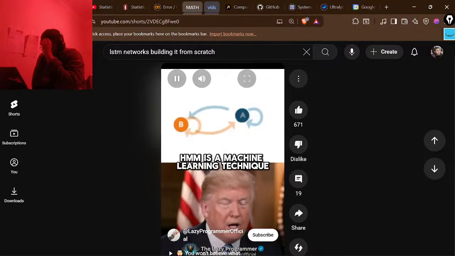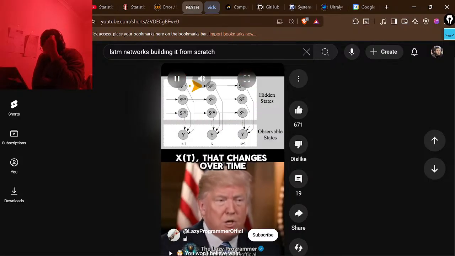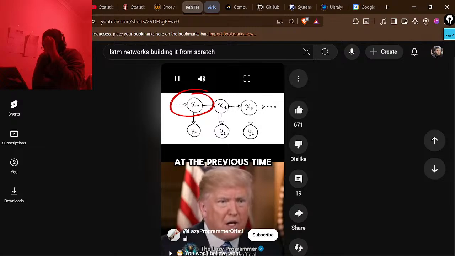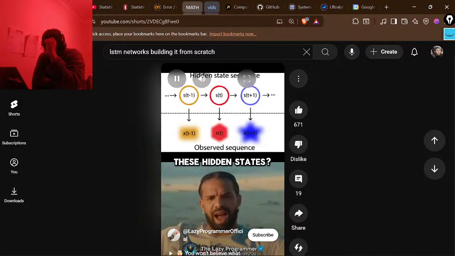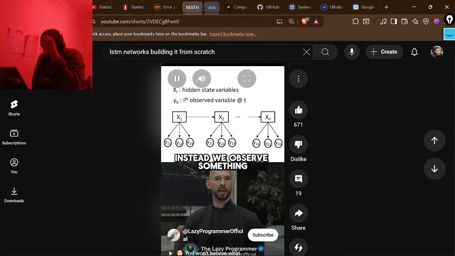Exactly. HMM is a machine learning technique. It assumes that there's a hidden state, x_t, that changes over time, and it depends only on the state at the previous time, x_{t-1}. Wait, so we can't actually see these hidden states? Correct. That's why they're called hidden. Instead, we observe something at each time step, y_t.